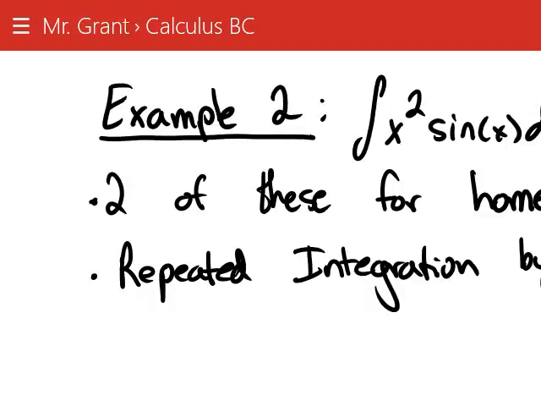And this one is affectionately called repeated integration by parts, for the good reason that, guess what? You'll actually have to do integration by parts 2 times. So the integration by parts will simplify our integral a bit, but then we'll have to do it a second time to simplify further. So let's take a look at this. Integral of x squared times sine of x dx.